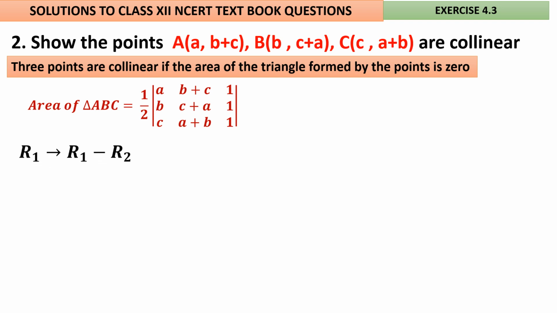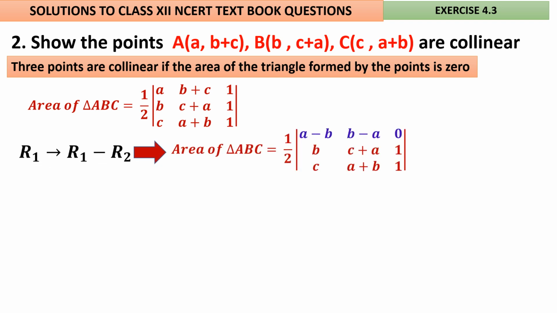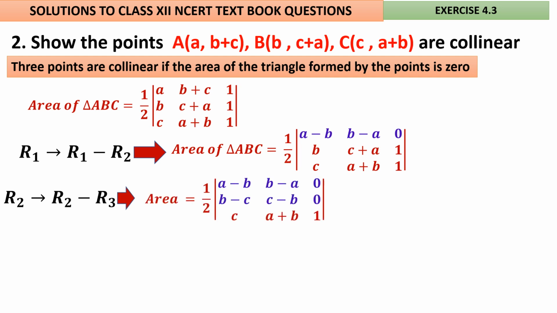Now let me write R1 minus R2. Then it will become A minus B, B minus A, and 0 is the first row now. Now let me write R2 as R2 minus R3 once again. It will become B minus C, C minus B, and 0. Now you are very well seeing that from the first row I can take A minus B outside. From the second row I can take B minus C outside. That will become 1, minus 1, because B minus A can be written as minus of A minus B from the first row. In the second row, B minus C taken out, C minus B is minus of B minus C.